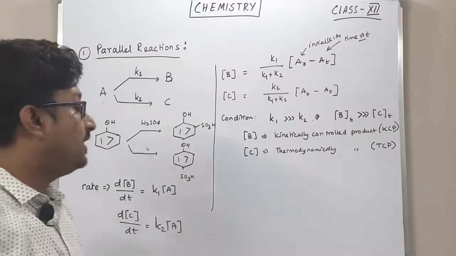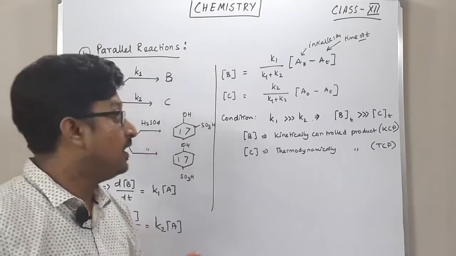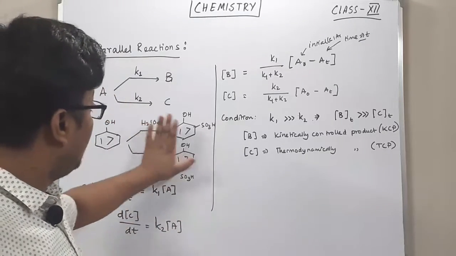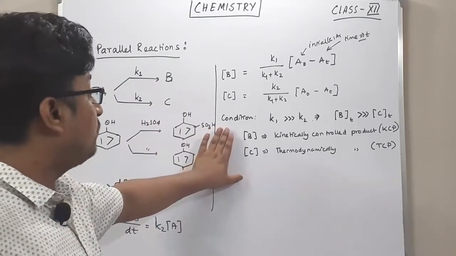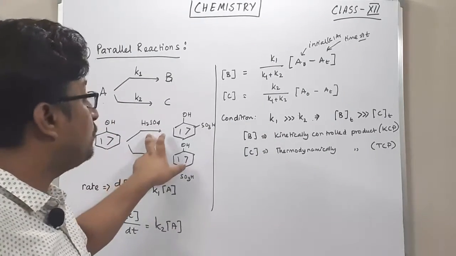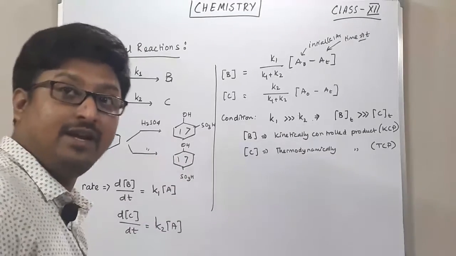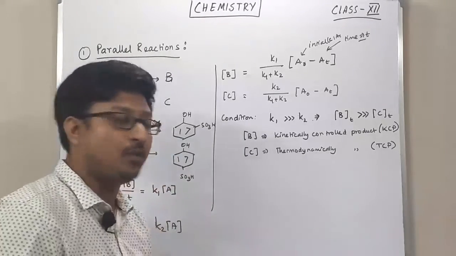Whereas the para product is a thermodynamically controlled product. Now, this is a condition, and what is the condition? That the rate constant of the first reaction has to be high compared to the rate constant of the parallel second reaction. It has to be. This is a condition. Okay.